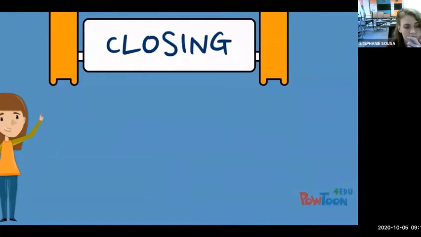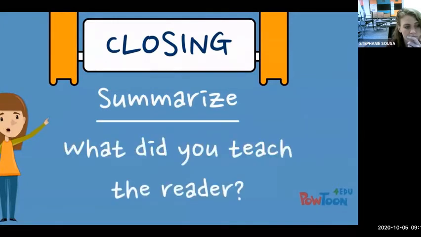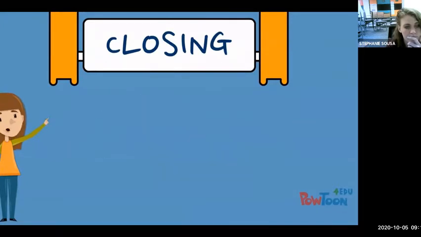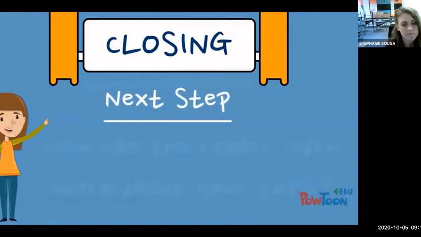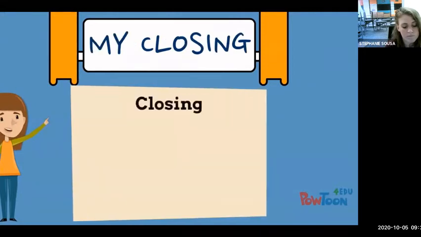One thing we can do in the closing is summarize. We remind the reader of what we taught them. Sometimes we also give the reader a next step. We can tell them how to find out even more information about our topic. Now I will write my closing. I'm going to summarize and then give a next step.